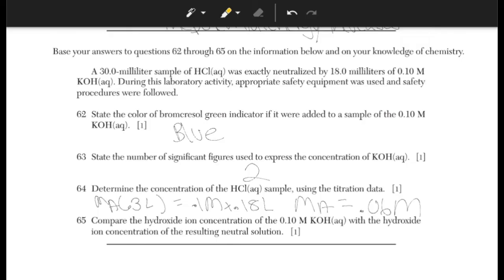Compare the hydroxide ion concentration of the 0.10 M KOH with the hydroxide ion concentration of the resulting neutral solution. In a neutral solution, the concentration of hydronium ions will be 1 times 10 to the negative 7th because a neutral solution has a pH of 7. KOH is a base, which means that it will have a pH greater than 7. This means that the concentration of hydronium ions in KOH will be less than 1 times 10 to the negative 7th. The concentration of hydroxide ions will be greater in KOH than in the neutral solution.